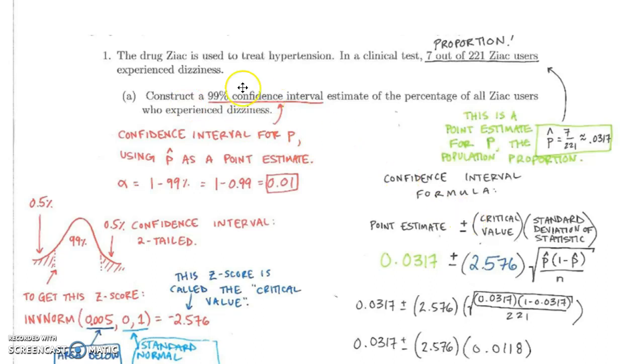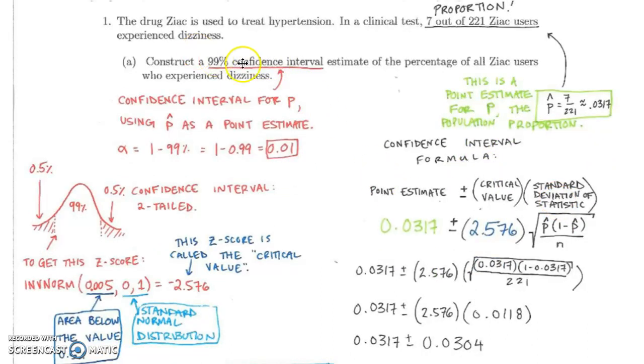Alright, here's page 1. It talks about a drug called Zyac, never heard of it. And it tells you that 7 out of 221 Zyac users experience dizziness. It gives us a proportion here. This is a sample proportion because obviously there's more than 221 people that take this drug, and it's otherwise known as a point estimate. It's an estimate of a parameter, in this case, p, the population proportion.